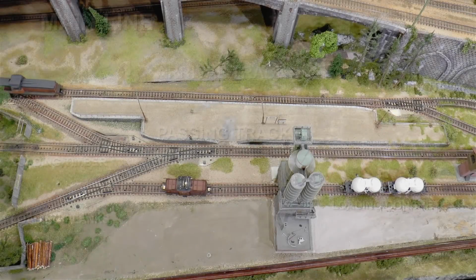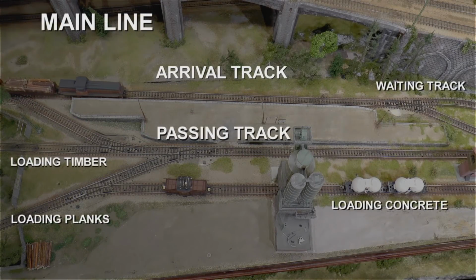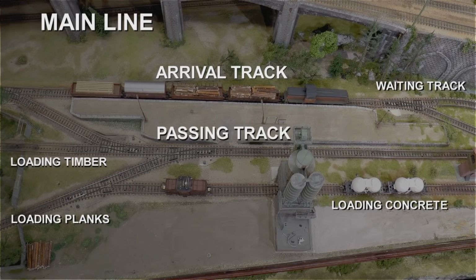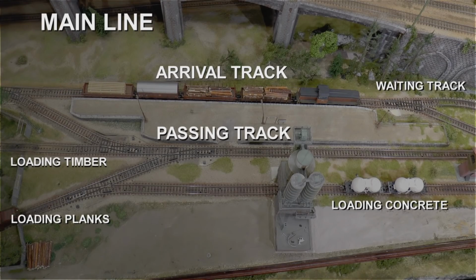Here's another example. This yard is set up as a siding with access to the main line in both ends. This yard receives goods trains from both directions, but the goods train will stop at the arrival track. The shunter or switcher loco can now pass on the passing track. This yard hosts 2 industries.